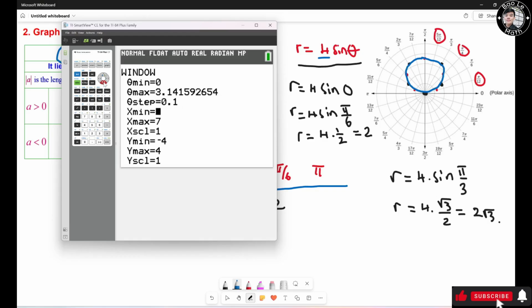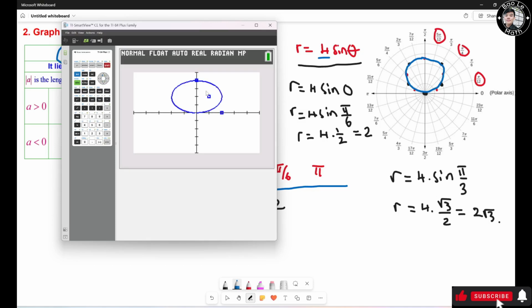X minimum, negative 5. X maximum, I'm going to put 5. The scale should be 1. Y minimum should be negative 5. Y maximum should be 5. And the scale is 1. Now, I'm going to hit graph. It's going to be right here.